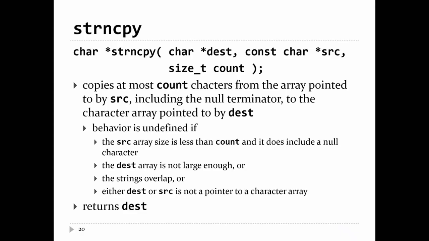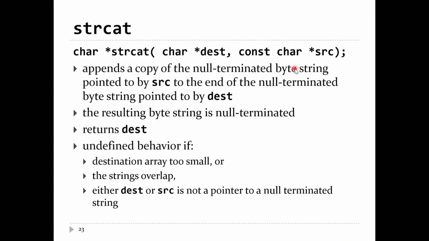You can kind of imagine how this function is going to work. It's going to iterate over the characters of src until it sees the null terminator. In every loop iteration, it's going to take the character from src and stick it onto the end of destination.